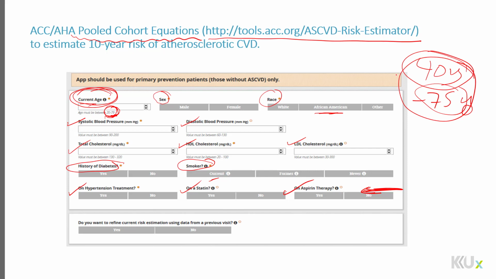And then you can use this equation to calculate the ASCVD risk at multiple follow-up visits. So you can see this item here, to see if the medications you are taking are modifying your risk or not.